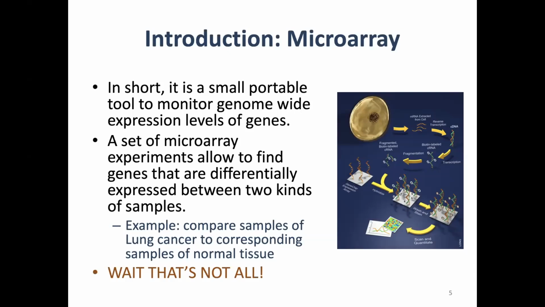It could be the difference between lung cancer versus normal, or knockout versus wild type, or different treatment conditions. You can do a two-way comparison, or you can do multiple ANOVA type comparisons. For that, you need to have a good sample size. And that's not all.